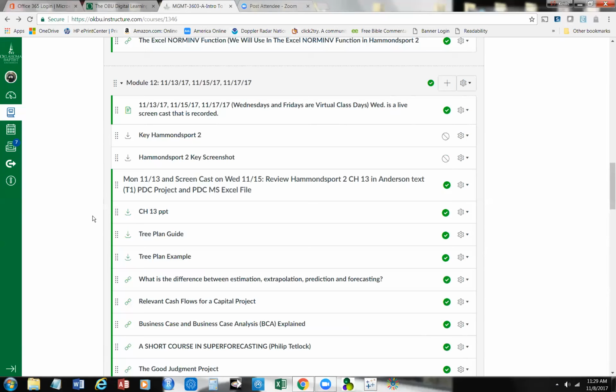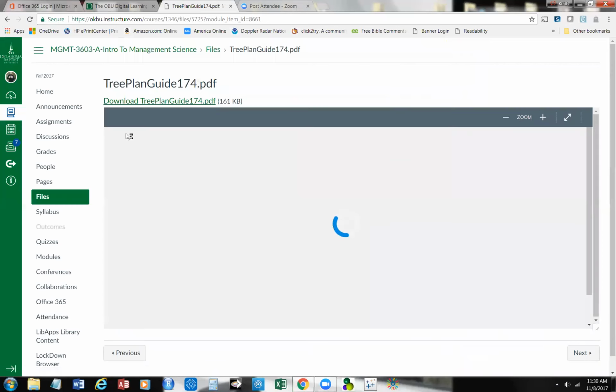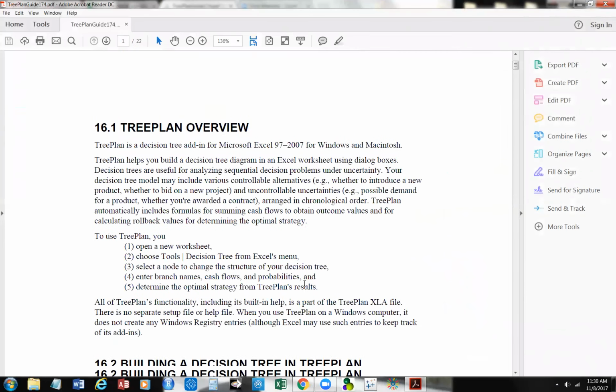Let me recommend that you take a couple of shortcuts in looking at the material. You say, what do you mean? But watch. Chapter 13, I have the PowerPoint for you, and you'd be wise to download it and take a look at it because it summarizes a lot of that material. Then I want you to see a tree plan guide. So what in the world is a tree guide? Well, here's the tree plan. I'm going to download it. And a tree plan is really nothing more than a decision tree.